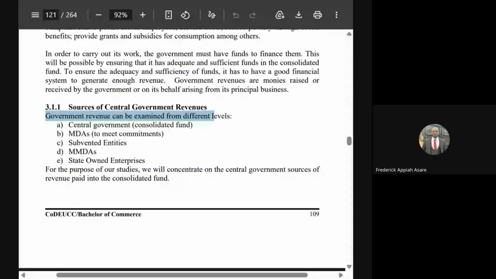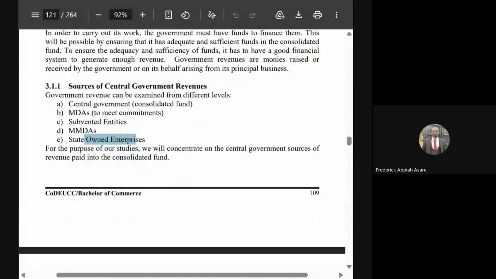And government revenue can be examined from different levels. That is the revenue that comes from the central government, which is a consolidated revenue that MMDAs need to meet commitments, subvented entities, MMDAs, state-owned enterprises. All these monies that we have are usually sources of central government revenue.